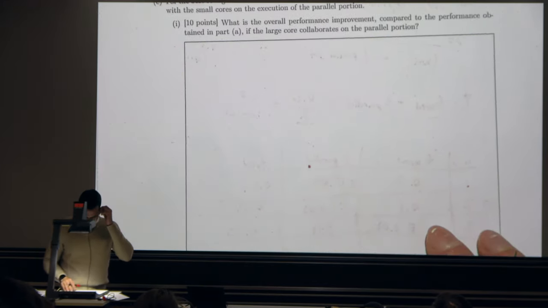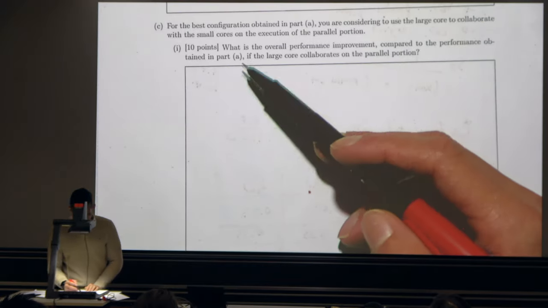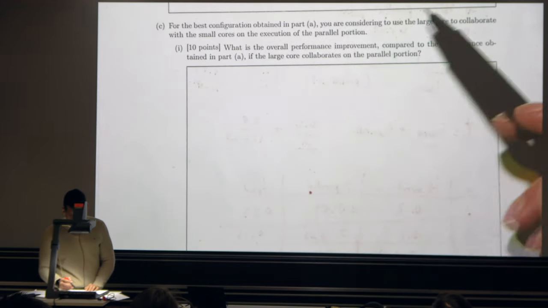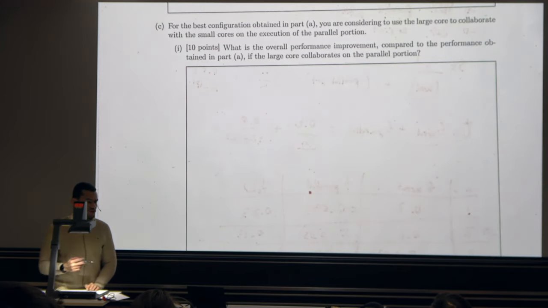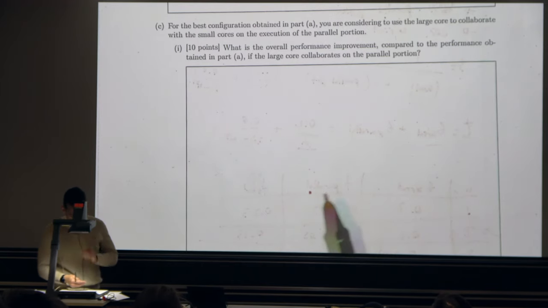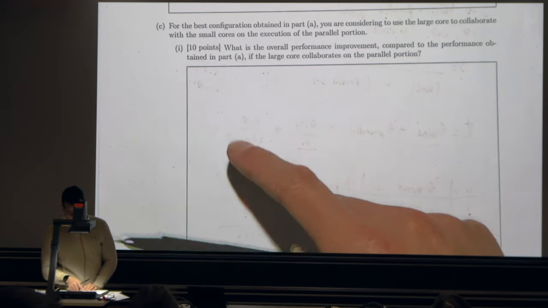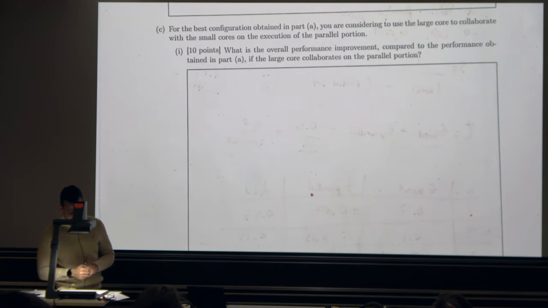Okay. So for part C, it says that for the configuration obtained in part A, you are considering using the larger core to collaborate with the small core on the execution of the parallel portion. Before, the serial portion was executed only on the larger core, and the parallel portion only on the small cores. Now the larger core is going to help execute the parallel code also. And the first item asks: what is the overall performance improvement compared to the performance obtained in part A if the larger core collaborates on the parallel portion?